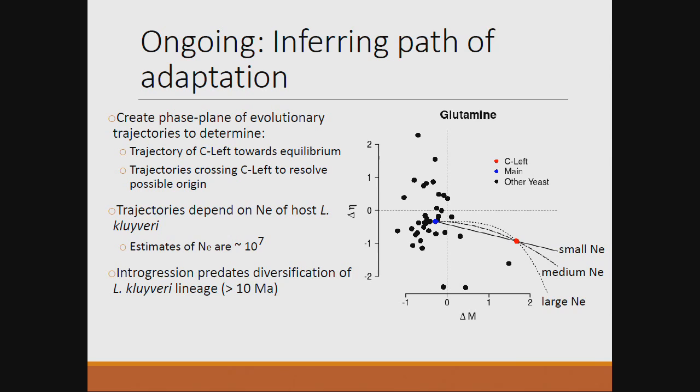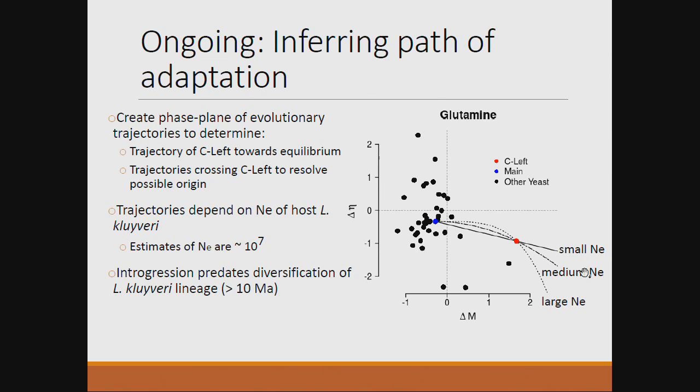And the other thing that's important is that this path depends on effective population size. So these three lines here represent possible trajectories that C. left might take, or might have taken, given different Ne values. So we see that the solid line representing a small Ne value basically says mutation and selection adapt at a very similar rate, giving us a potential origin somewhere out here.